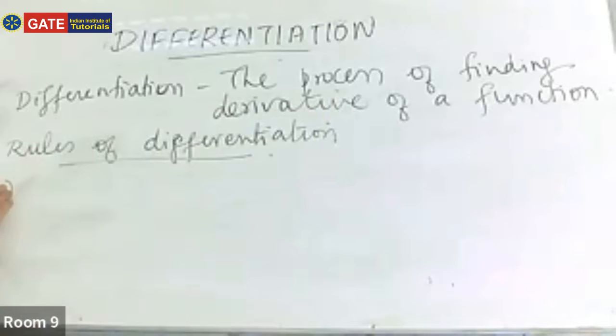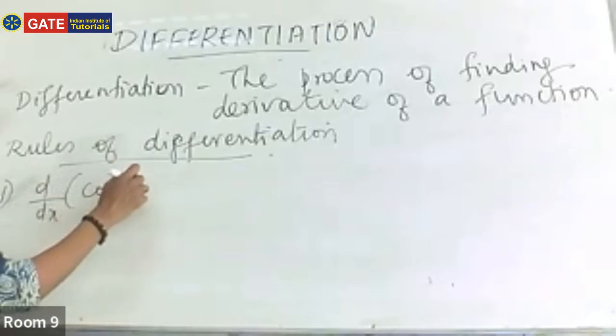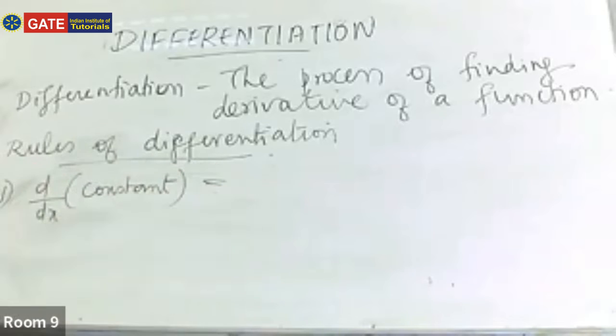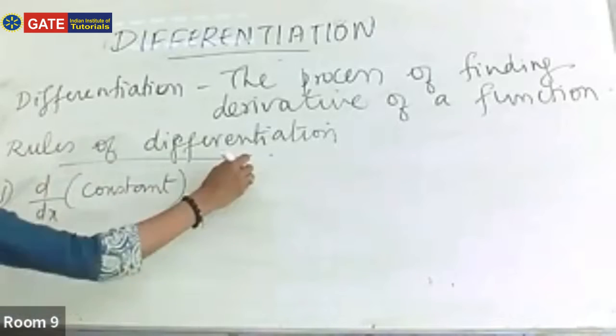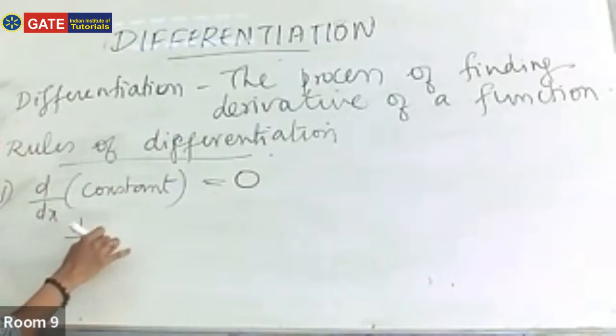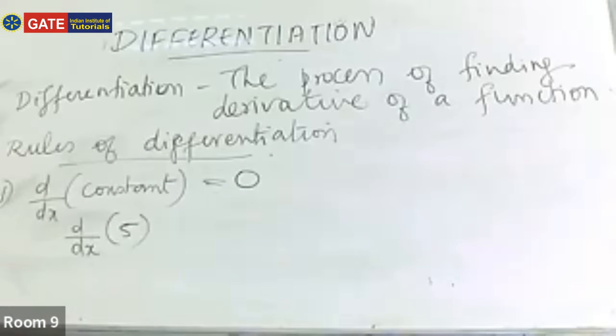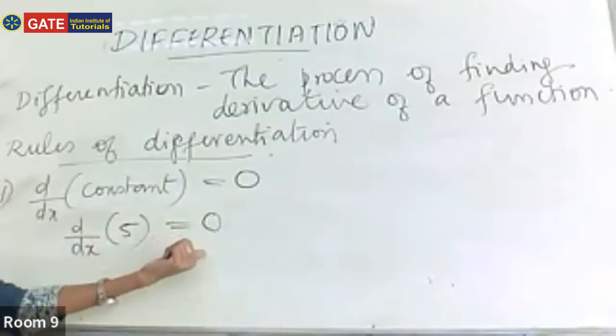So the first rule is, what is the derivative of any constant? It will be 0. That is, if I ask what is the derivative of 5. So 5 is a constant. It is 0. Constant means here whatever we write inside this bracket, it should be a function of x. But here it is not containing x term. That means it is a constant and derivative of constant is 0.